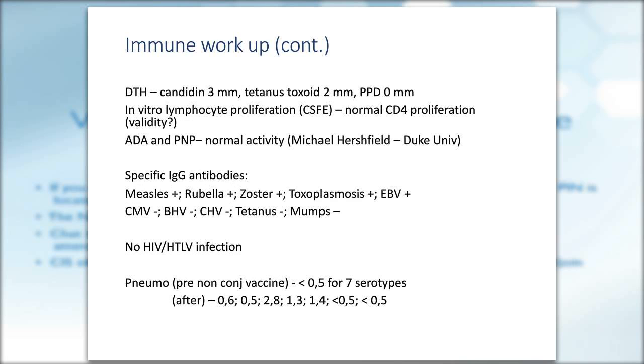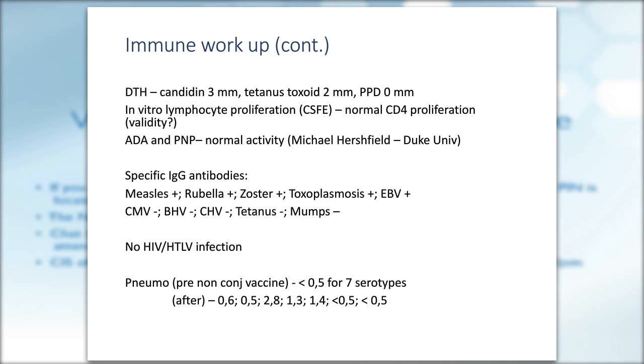We also performed the delayed type hypersensitivity test with a small response to candidin and tetanus toxoid and with no response to PPD, and he has not received BCG vaccine. At the time, there was no routine for BCG vaccine in Brazil. In vitro lymphocyte proliferation assessment was performed, but with CFSE, because we did not have access to evaluation by tritiated thymidine at that time. The proliferation of CD4 lymphocytes was normal by this test. We can discuss a bit about the validity of this, but it wasn't possible to evaluate the proliferation of CD8 lymphocytes due to the small number of cells. ADA and PNP activity were normal on tests performed by courtesy of Michael Hirschfeld of Duke University.